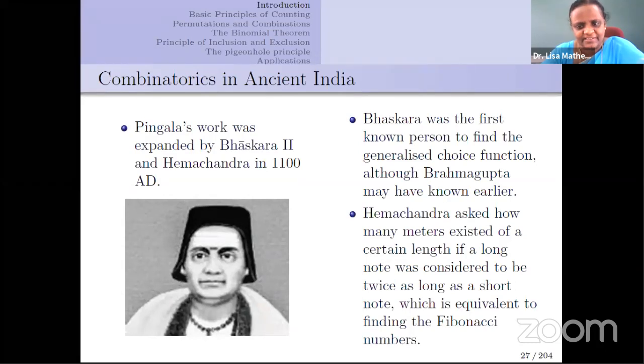And Hemachandra asked how many meters existed of a certain length if a long note was considered to be twice as long as a short note. And we find that that is equal to our modern Fibonacci numbers.